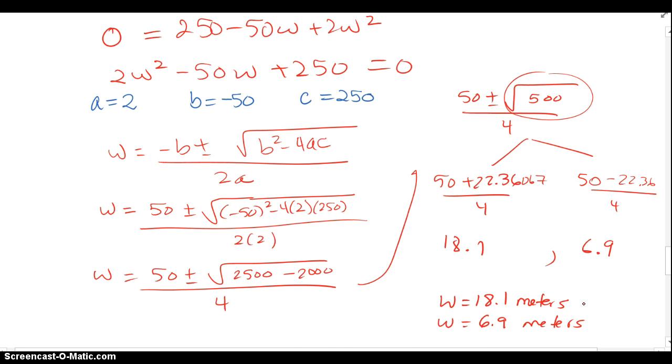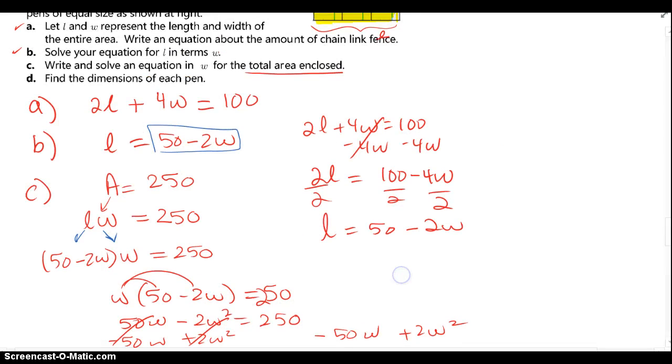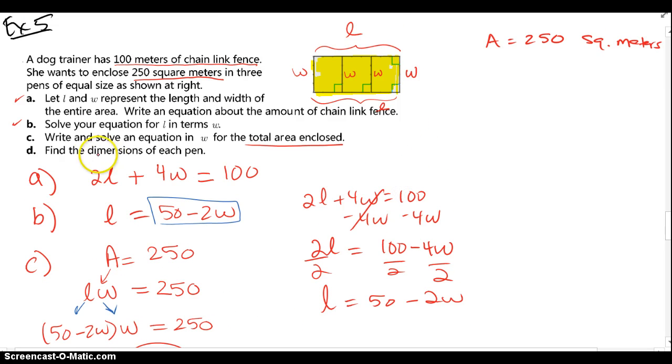And did they want, let's go back up, did they want us to find the length also? Find the dimensions. So that's part D. Maybe we'll do it down below. So we found the equation. We solved for w using the area. Now we're going to go find the dimensions.